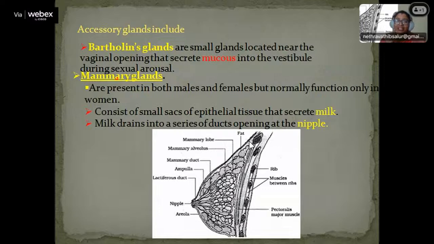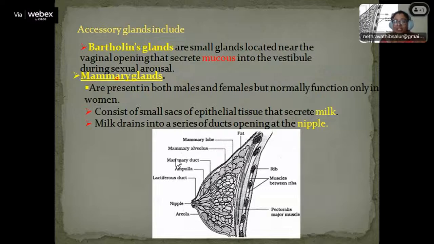Now, what is the main function of mammary glands? The mammary glands produce milk to nourish the young ones. These mammary glands are nothing but modified sweat glands of your skin. Some sweat glands of your skin in the breast region get modified into mammary glands, which serve the purpose of producing milk to nourish their young ones.